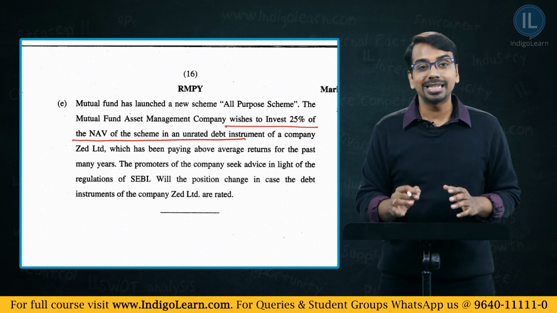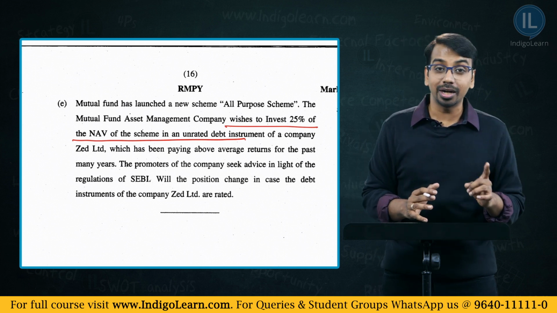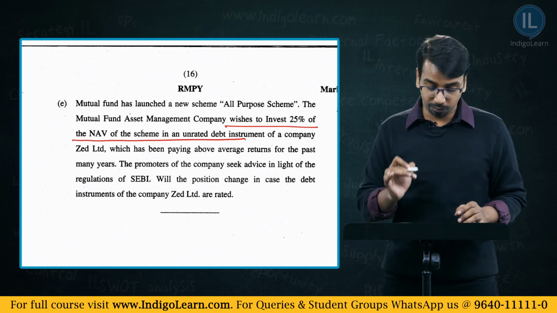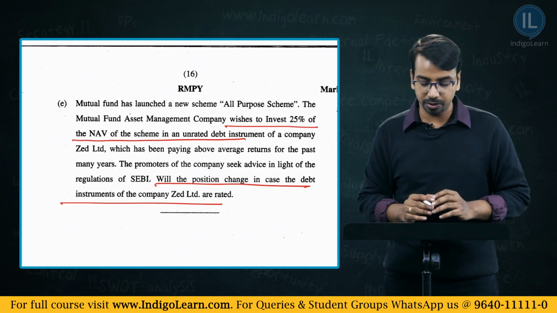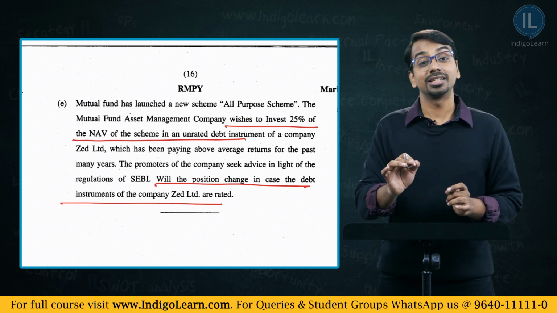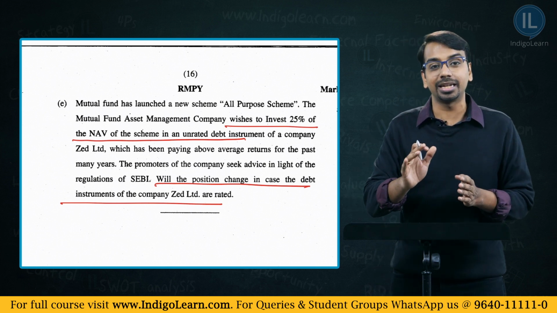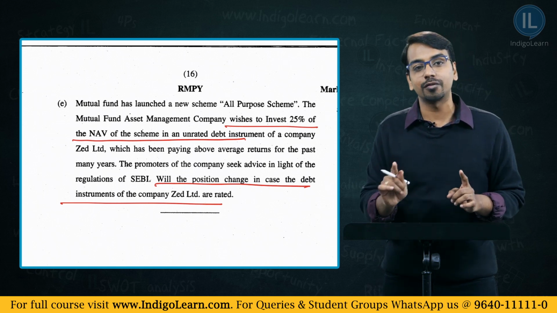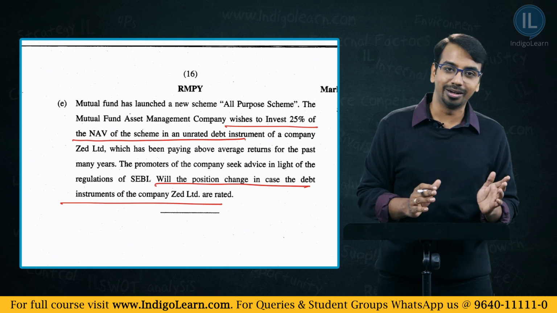But friends, this limit is for all the unrated debt investments of different companies. But in one company, we know that the fund can invest only 10%. Now, the question again says, will the position change in case the debt instruments of the company were rated? Friends, even in case of rated debentures, the maximum limit is 10%, which can be increased to 12% for a single company. So in one company, the mutual fund cannot invest 25%, whether it be rated, whether it be unrated.